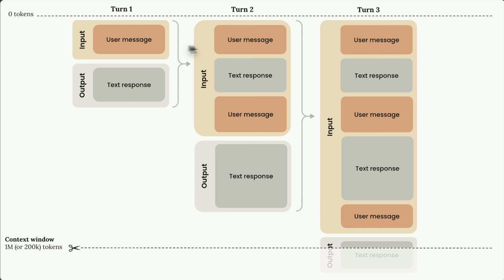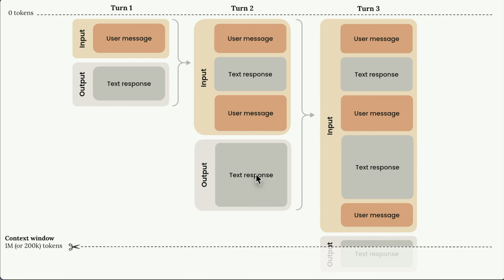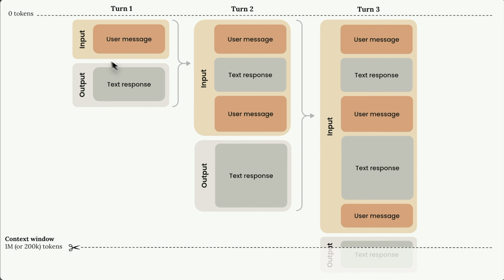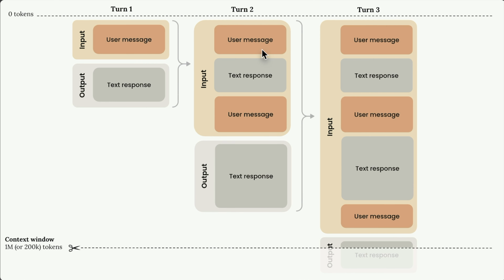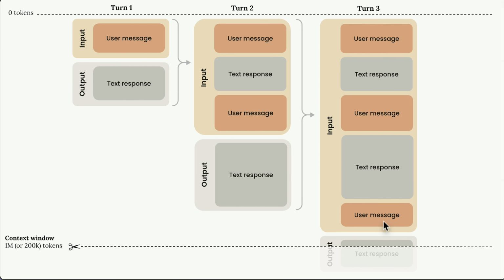So if you see in turn 2, this user message is there, this text response is there, and the new question that you ask in turn 2. All these three things go in as an input, and there will be an output. All these recurring user messages and the responses from the LLM go under the LLM context. Whenever, let's say in turn 3, a new question gets asked, it takes a look at all the previous messages and then answers your question. So this is what context means.